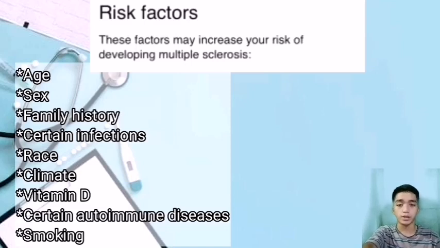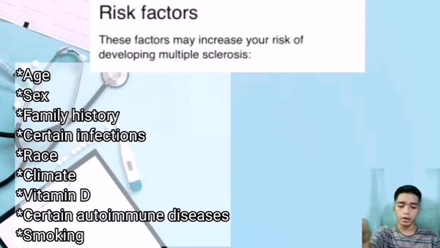And the next one is the sex. So women are more than 2 to 3 times as likely as men are to have relapsing-remitting multiple sclerosis. Then the next one is the family history. So if one of your parents or siblings has had multiple sclerosis, you are at higher risk of developing the disease.